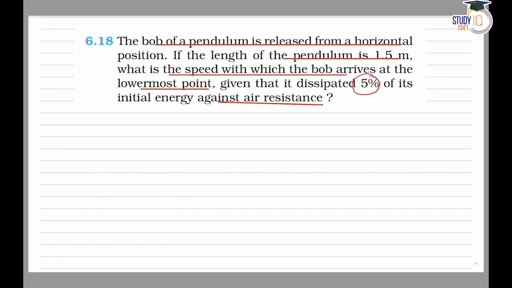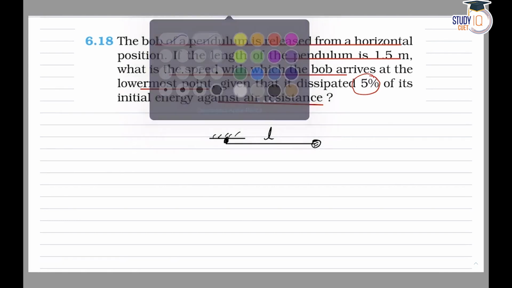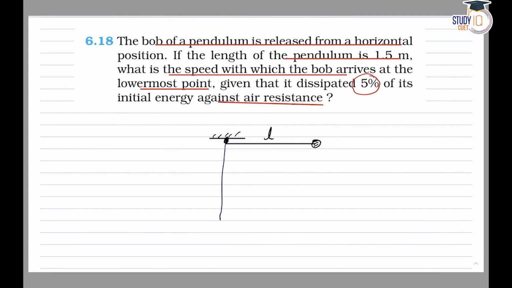In order to solve it, first draw its schematic. Initially the pendulum is in the horizontal position and the length of the string is 1.5 meter, L is 1.5 meter. When it is released, it will move down. The loss in potential energy will lead to an increase in kinetic energy. Here it will achieve some speed v.